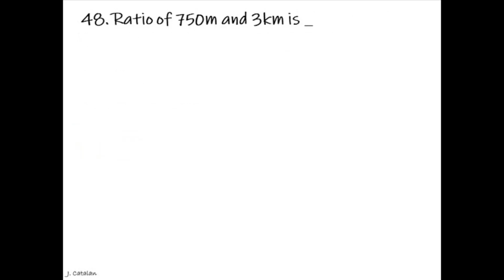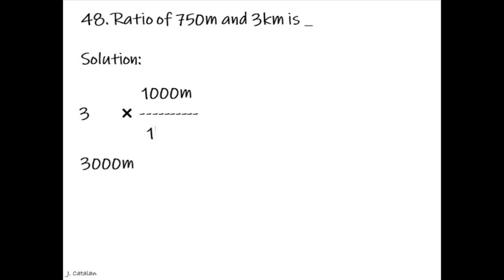The ratio of 750 meters and 3 kilometers is blank. Solution. 3 kilometers can be converted into meters in this manner. Conversion. 1 kilometer is equal to 1000 meters. 3 kilometers multiplied by 1000 meters over 1 kilometer. Cross out the unit kilometers and the meters unit will remain. It will now become 3000 meters.